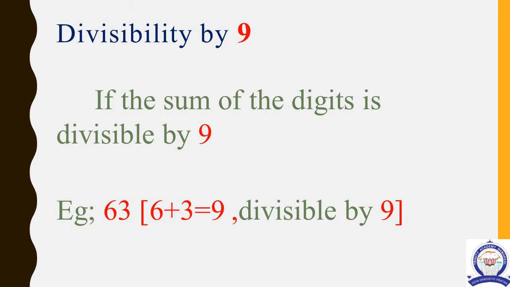Divisibility by 9. If the sum of the digits is divisible by 9. Okay, same as 3. So you have to add all the digits of the given number. For example, 63. 6 plus 3, that is equal to 9. So 9 is divisible by 9.